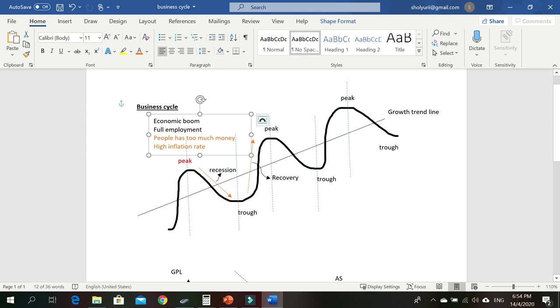Bila kerajaan dah buat macam tu, people has less money, they don't spend. Okay, tak ada demand of goods. What happened? On the way turun kepada recession ni, daripada peak kepada trough ni, dalam recession process tu, kita akan ada isu baru. Kenapa? Because people don't have money, because people pay tax to the government. The government take back all the subsidies, all the specialties yang government bagi kepada rakyat.